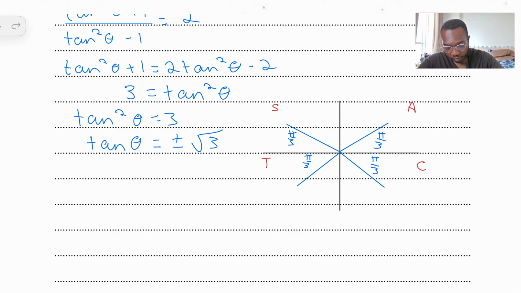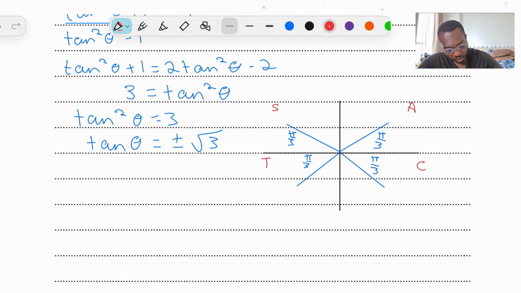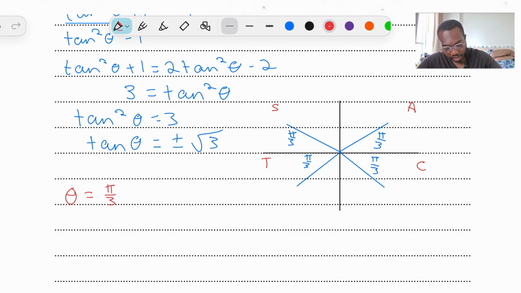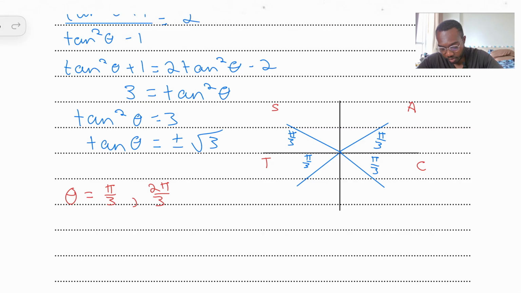So we get theta being pi over 3 as one of our values, and the other value would be this value here. So that's going to be pi take away pi over 3, which will be 2 pi over 3. Okay, so those are our two values: we have this value here, and we also have this value here. So pi over 3 and 2 pi over 3.